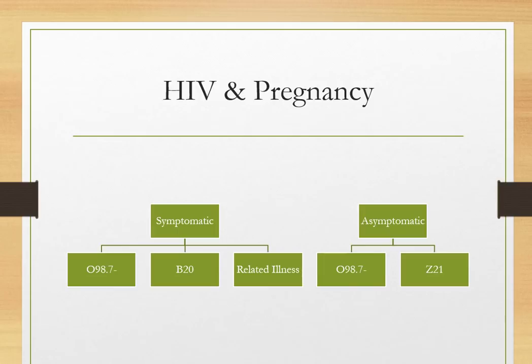So it doesn't matter if the patient is symptomatic or asymptomatic, we're always going to use O98.7 if they have AIDS or HIV positive. Now, in the cases where they have full-blown HIV disease, which as you know is a situation when the patient has had or currently has an opportunistic infection, you're going to use B20, followed by a code for the related illness. Now, if they're just HIV positive, no current or previous opportunistic infections, you're going to use Z21 as your secondary code.